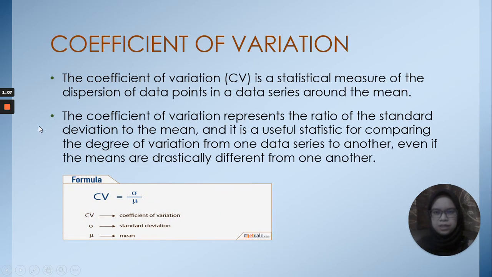Next is coefficient of variation. Coefficient of variation is a statistical measure of the dispersion of data points in a data series around the mean. Coefficient of variation represents the ratio of the standard deviation to the mean, and it is a useful statistic for comparing the degree of variation from one data series to another, even if the means are drastically different from one another. So this is the formula for coefficient of variation. Coefficient of variation equals to standard deviation divided by mean.